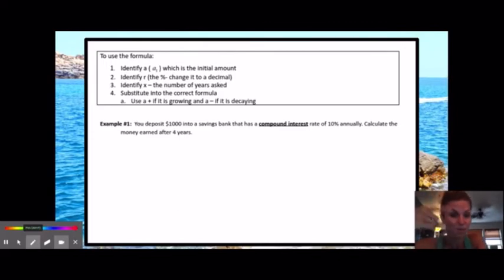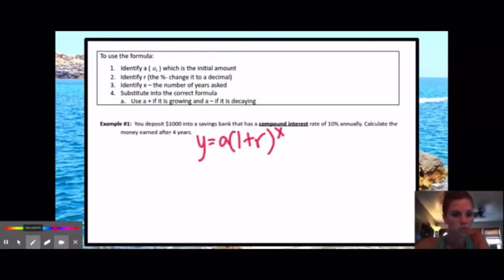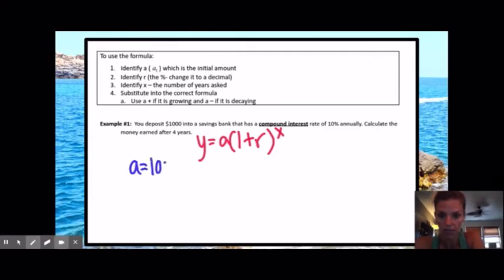So first off, your money's going to grow. So this is growth. We're going to use the formula y equals a parentheses 1 plus r raised to the x. When you do your homework tonight and you do your Google form, you're going to want that formula with you, all right? A is the initial amount. So how much did you deposit? Well, you deposited $1,000.